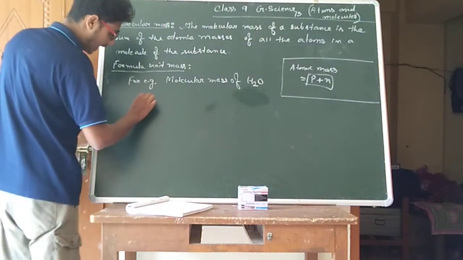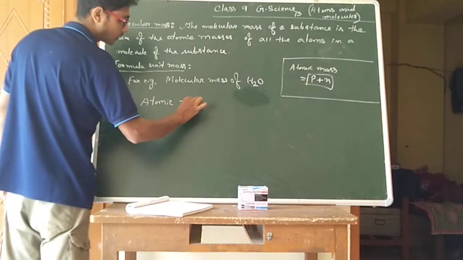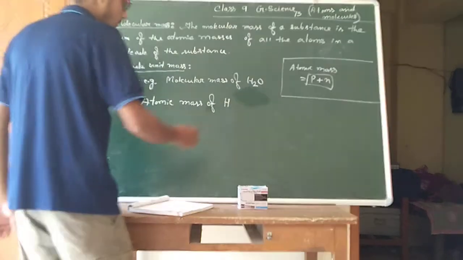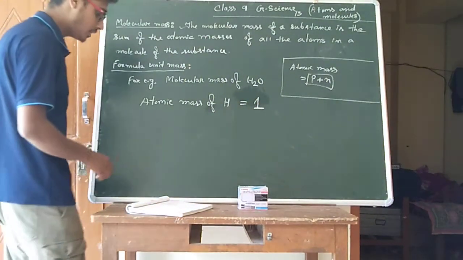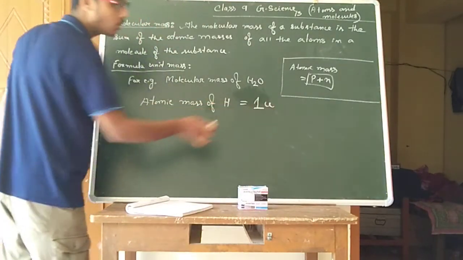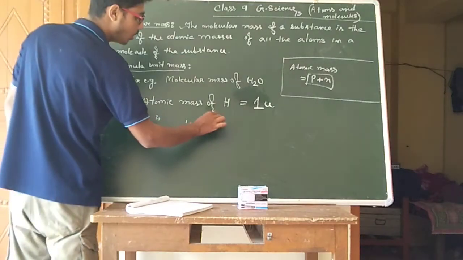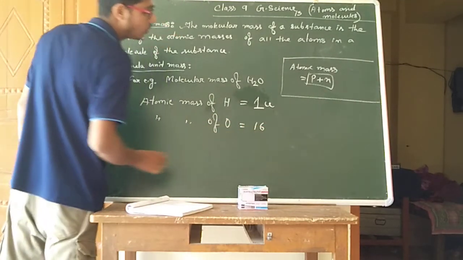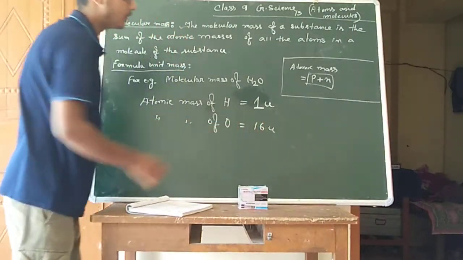So the atomic mass of hydrogen is 1 U. U means the atomic mass unit. The atomic mass of oxygen is 16. What is the atomic mass of oxygen? It is 16 U, where U means atomic mass unit.